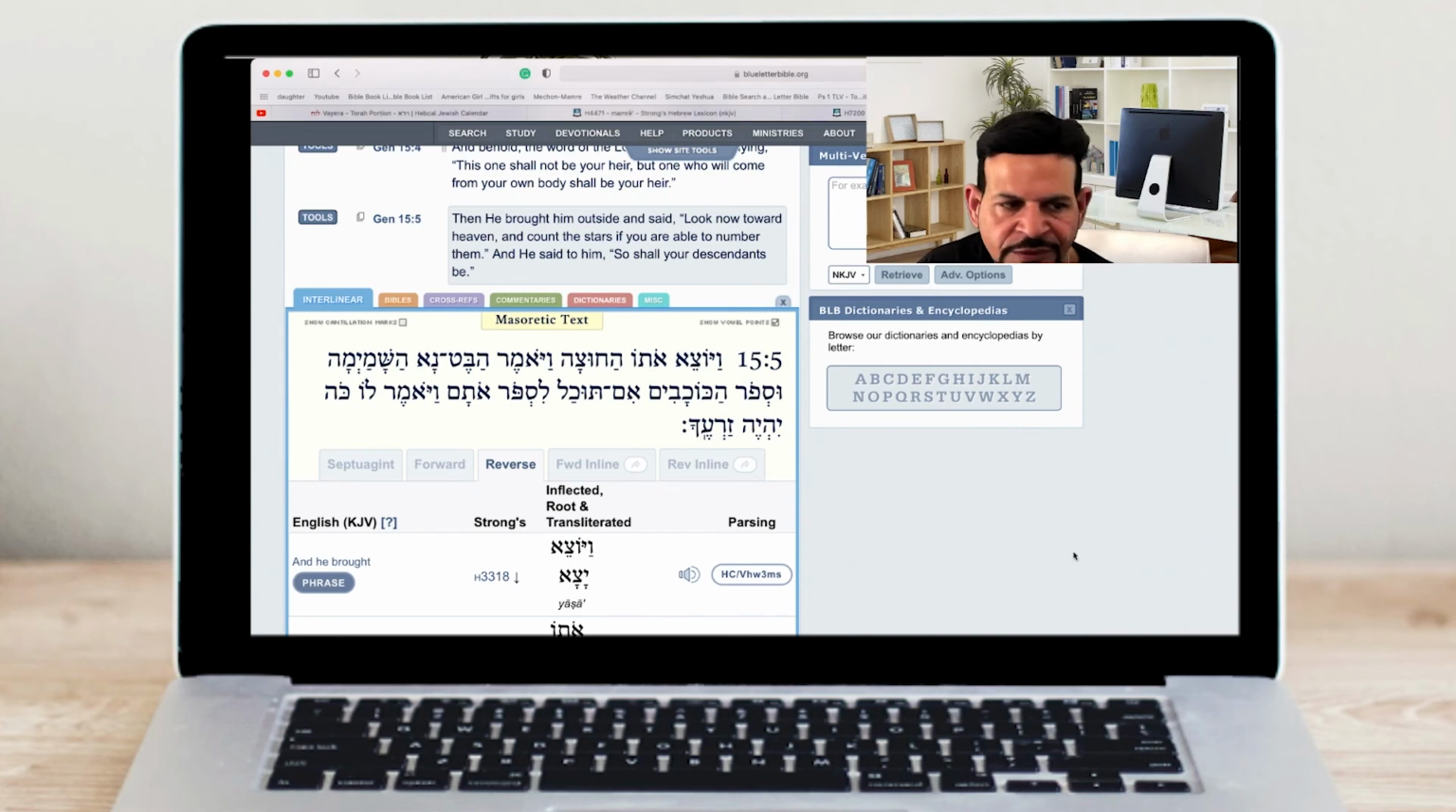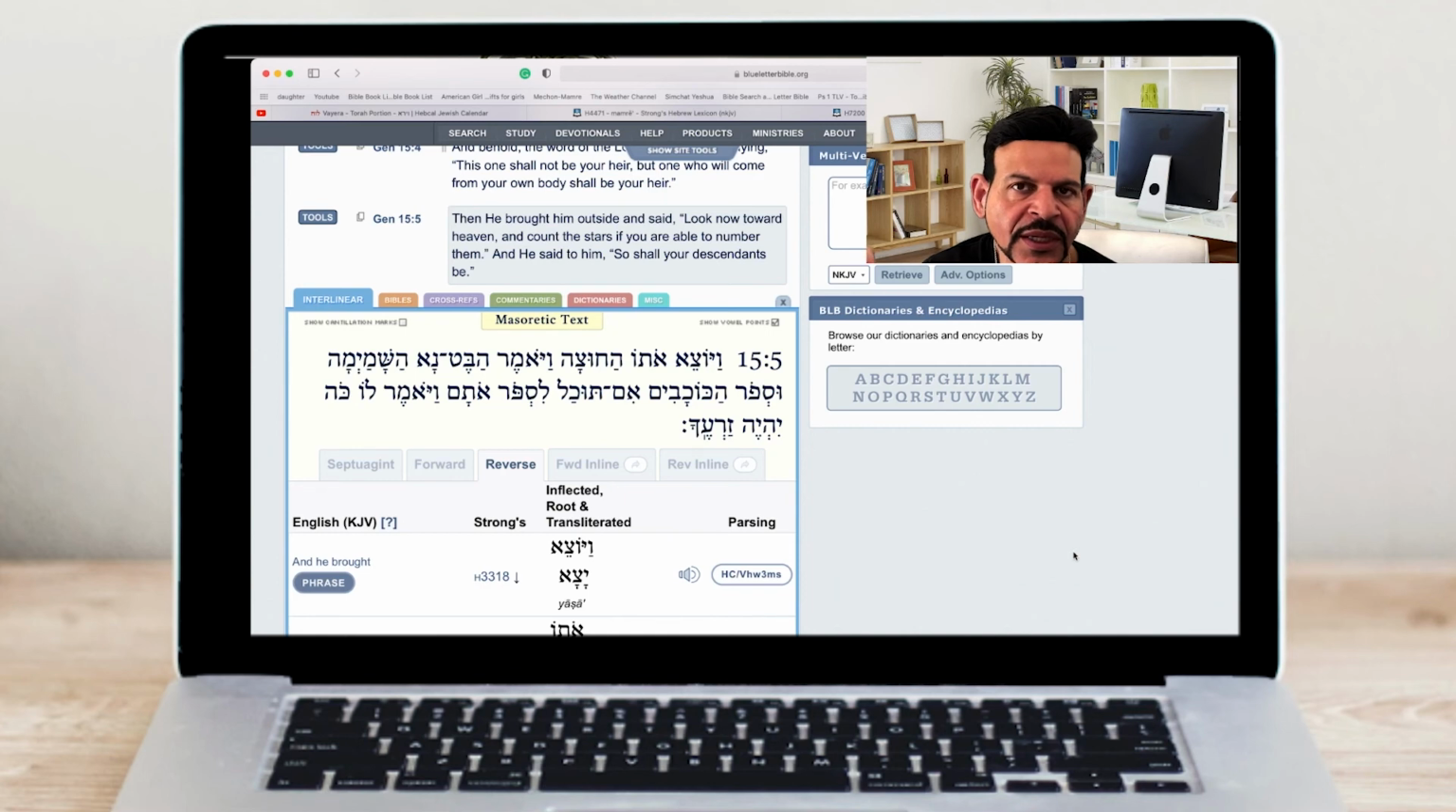So Genesis 15:5 says, "And he brought him outside and said, Look toward heaven and count the stars if you're able to number them. And he said to him, So shall your descendants be." So obviously this blessing is not only a blessing that he's going to fulfill through Isaac, but through all the descendants of Isaac, which would be Jacob and his 12 sons, which would be the nation of Israel and the 12 tribes of Israel.